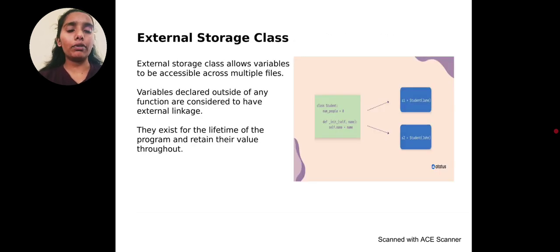And the other type of storage class is external storage class. External storage class allows variables to be accessible across multiple files. Variables declared outside of any function are considered to have external linkage. They exist for the lifetime of the program and retain their value throughout. We can see the example over here, which is student 1 case and student 2 case of storage class.